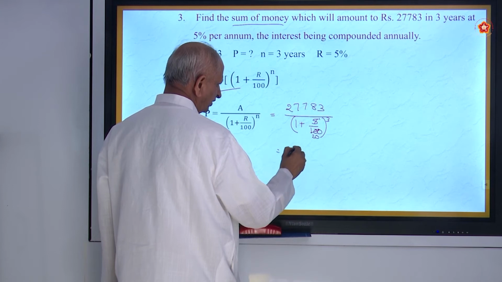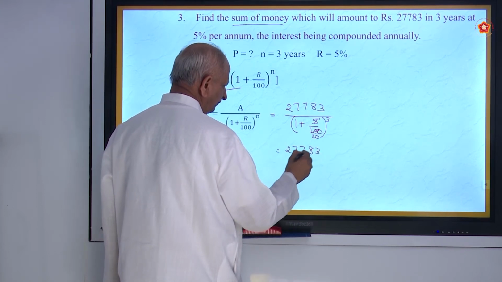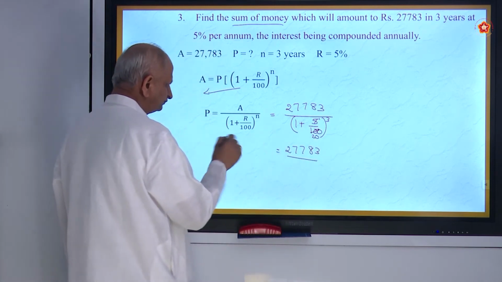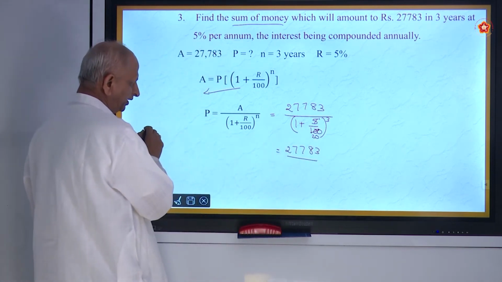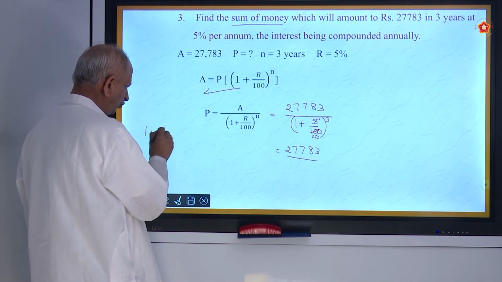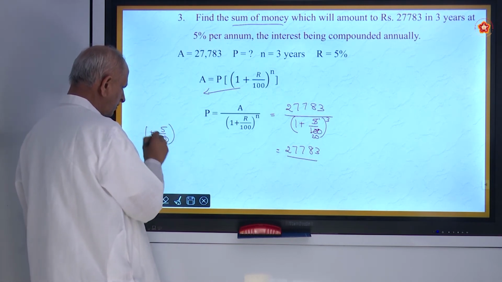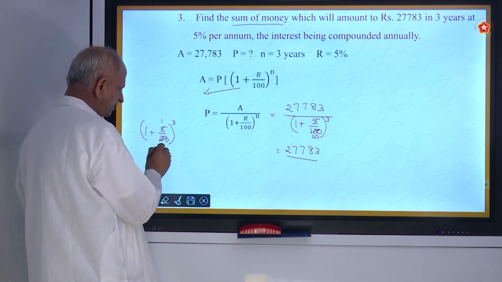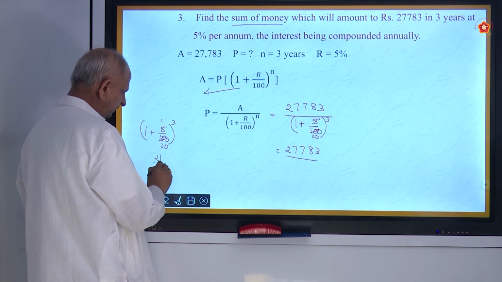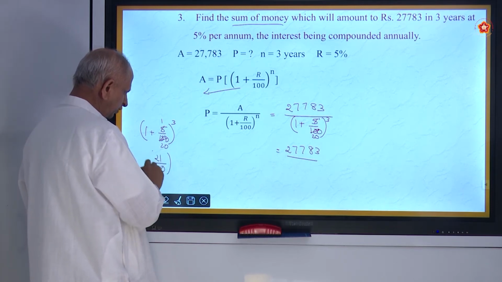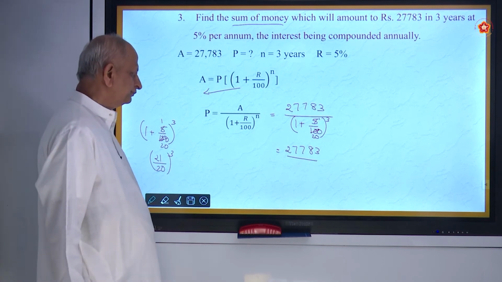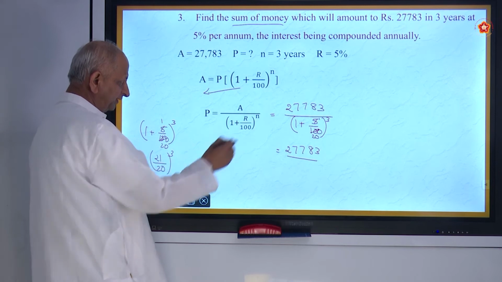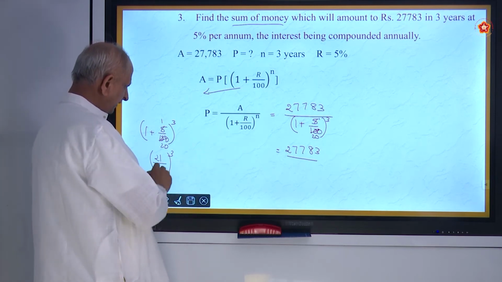So 27,783 by, we'll do it separately here. So that is 1 plus 5 by 100 cube. And that is 5 ones are, 5 20s are. So 21 by 20 cube. Is it not? 21 by 20 cube. You have to divide it. So when you divide it, what happens?